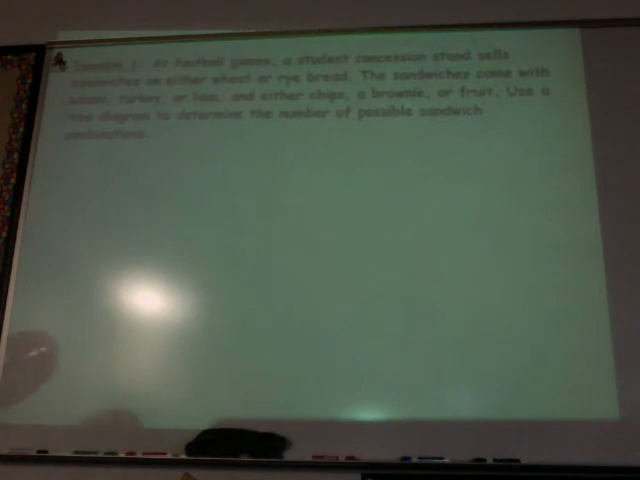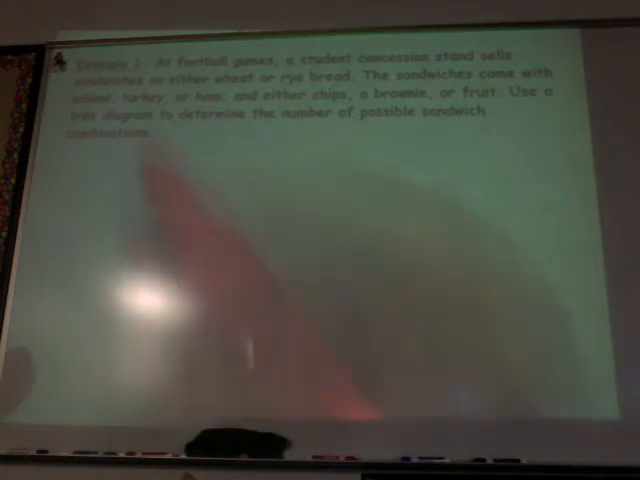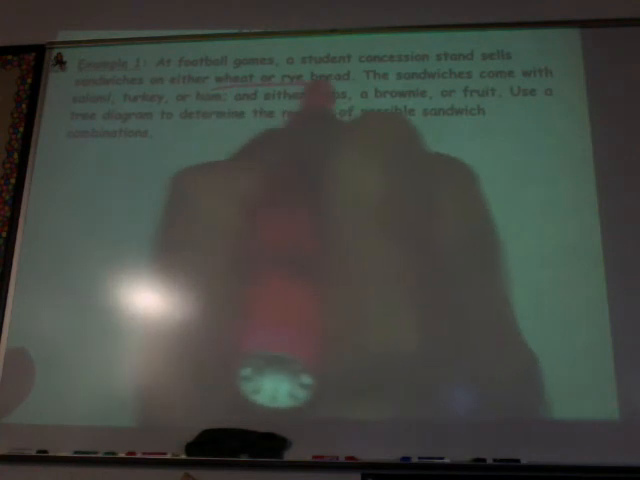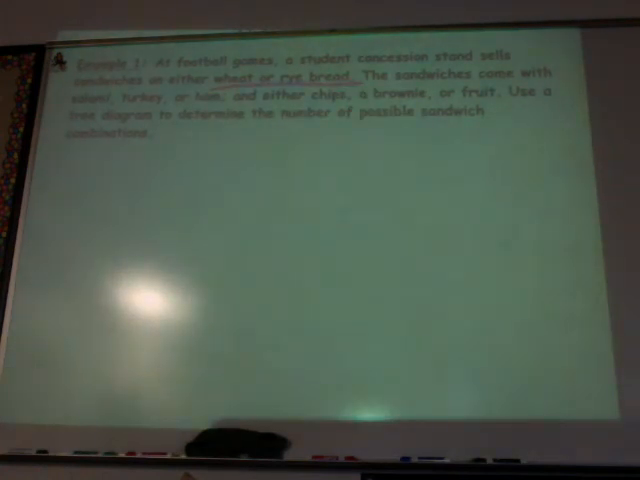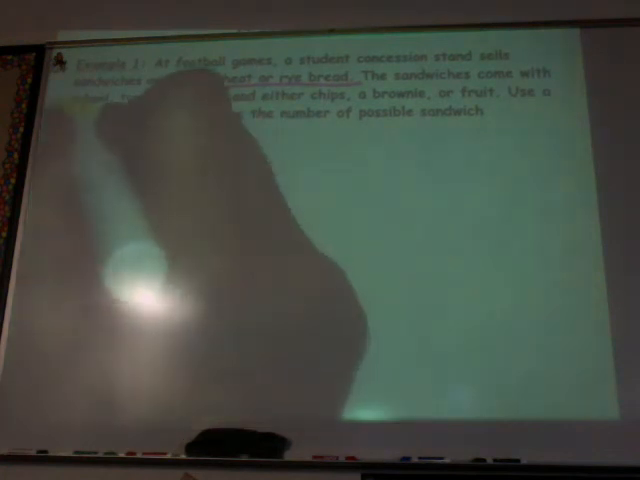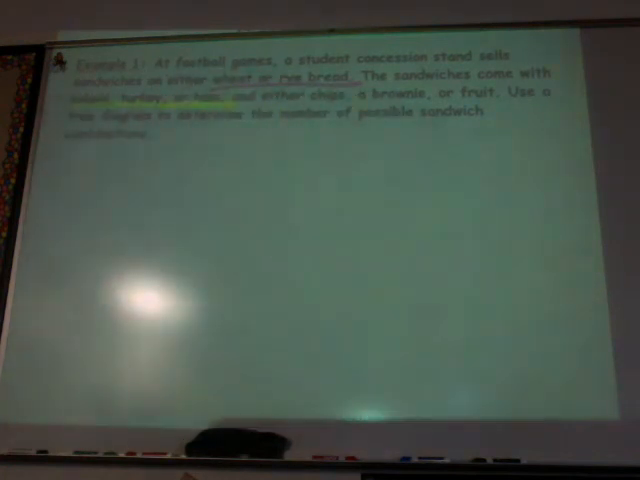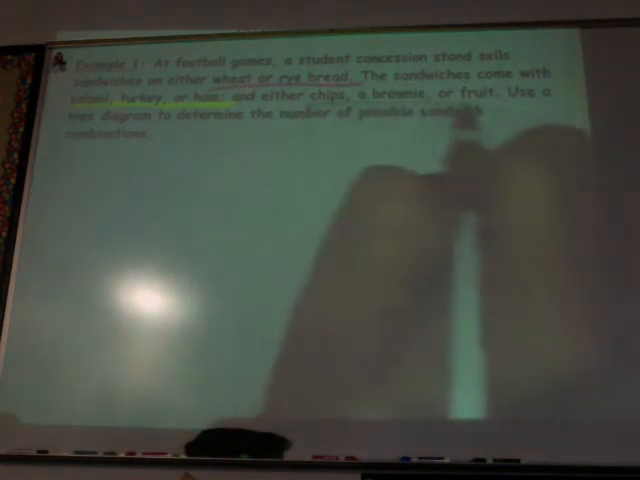So at football games, a student concession stand sells sandwiches on either wheat or rye bread. So there's a choice. I have a choice of either wheat or rye bread. I can't have both. The sandwiches come with salami, turkey, or ham. So those are 3 choices. And then either chips, a brownie, or fruit.